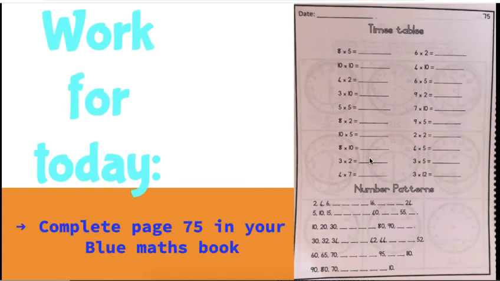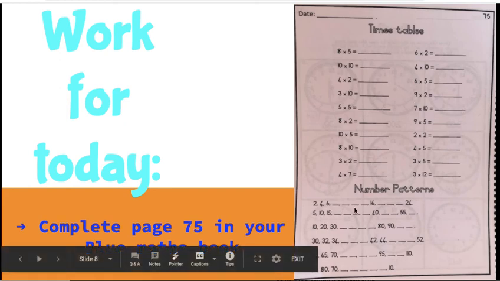Complete page 75 in your blue maths book and write the date at the top, which is 28. So there is some mixed times tables, and then you're going to be counting to work out the number patterns. Right, have a good day, and I'll see you tomorrow.